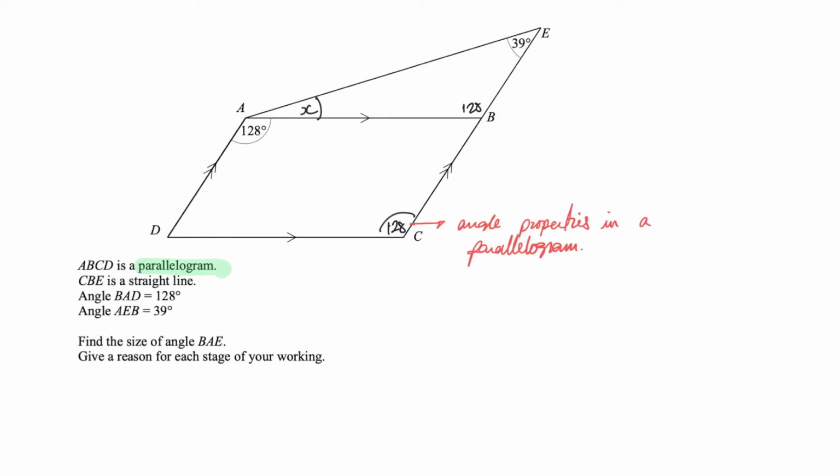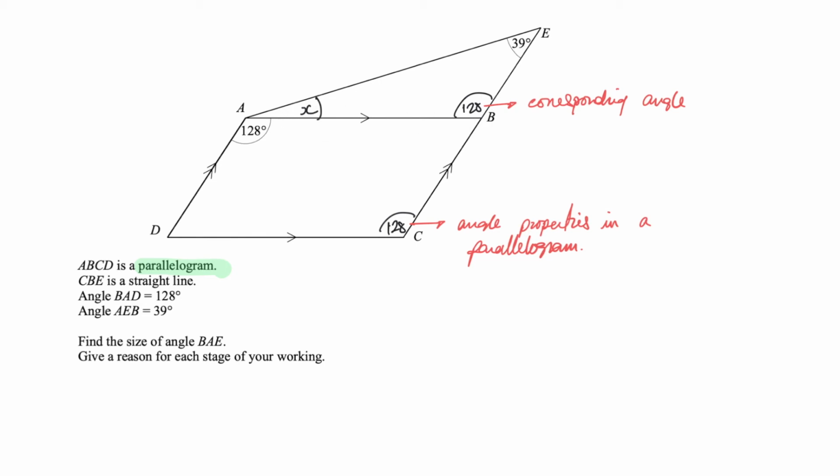So this is 128. And the reason this is 128 is because from the rules of parallel lines, we know this line and that line are parallel because of the arrows. So from the rules of parallel lines, we know that this is a corresponding angle. Now for the last 29 seconds, in order to find X, we have angles in a triangle.